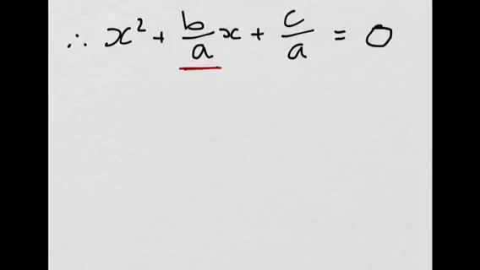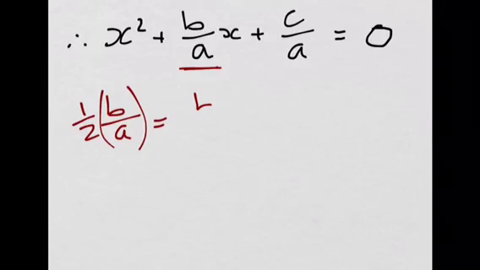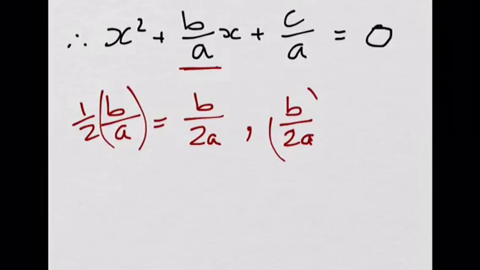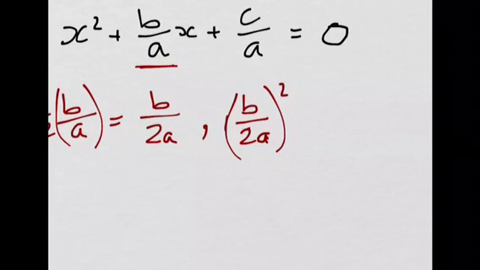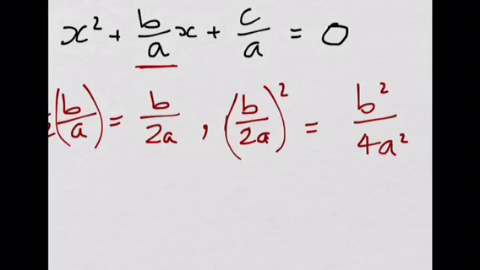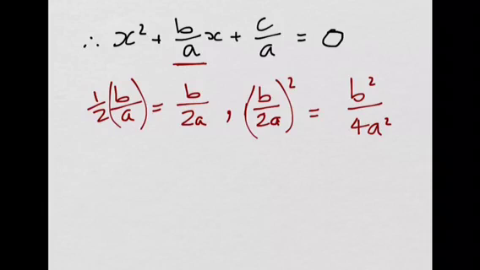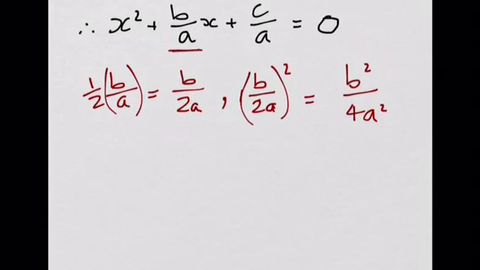So our x coefficient, we halve that: half of b on a equals b on 2a, multiplying top by top and bottom by bottom for fractions, and then we square that. So b on 2a squared is equal to square the top, b squared, and square the bottom, 2a squared is 4a squared.